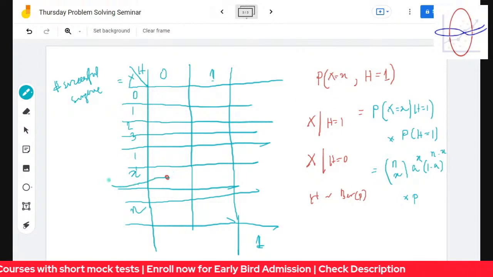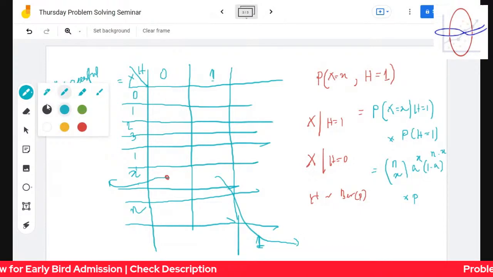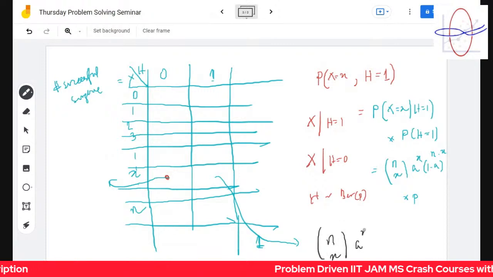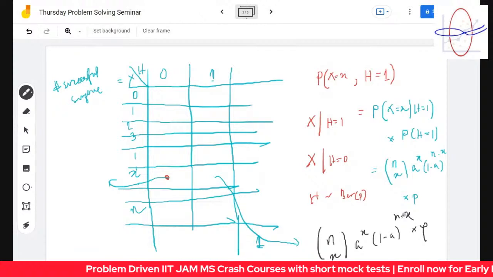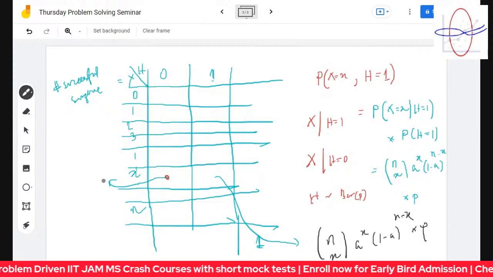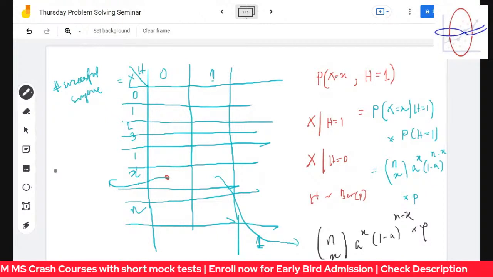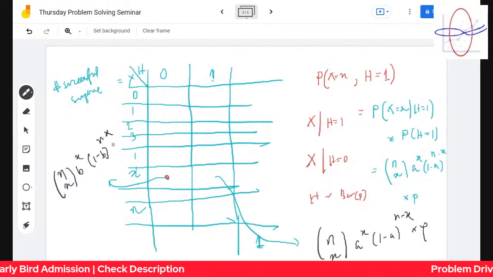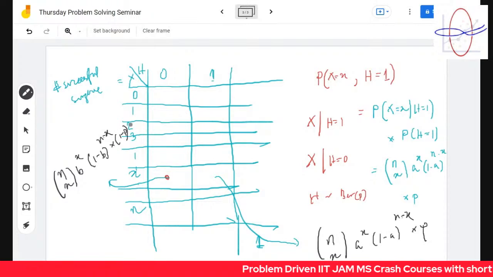So therefore this one is turning out to be, and this one is turning out to be, let's check it out. It's turning out to be n choose x, a to the power x into (1 minus a) whole to the power n minus x, into p. And this is turning out to be n choose x, b to the power x into (1 minus b) whole to the power n minus x, into 1 minus p. Okay? And this is all adding up.